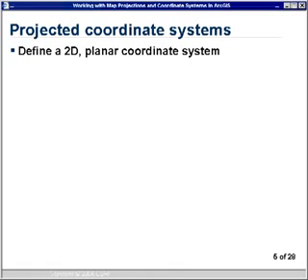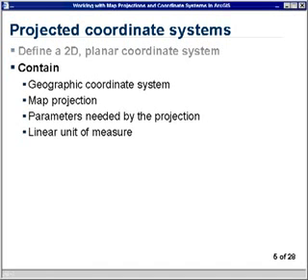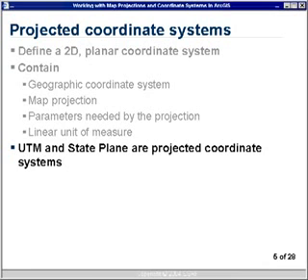Now, a projected coordinate system defines a two-dimensional planar coordinate system, such as a paper map or what you would see on your screen. It contains a complete geographic coordinate system. So a projected coordinate system inherits all that information, the datum, the angular unit of measure, although it's not used per se, and the prime meridian. It also has a map projection, and by map projection I mean the actual mathematics that will be used to convert the data from the three-dimensional Earth into the two-dimensional plane. It also has any parameters that are needed by the map projection, and then a linear unit of measure such as meters or feet. UTM and State Plane are examples of projected coordinate systems.